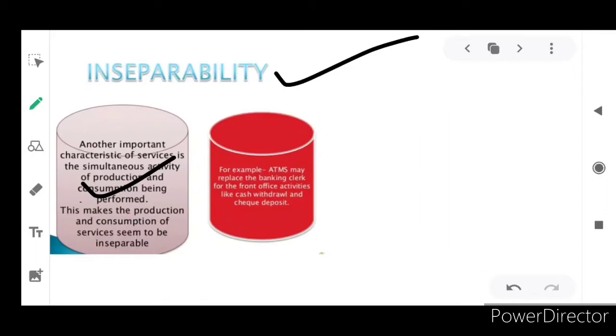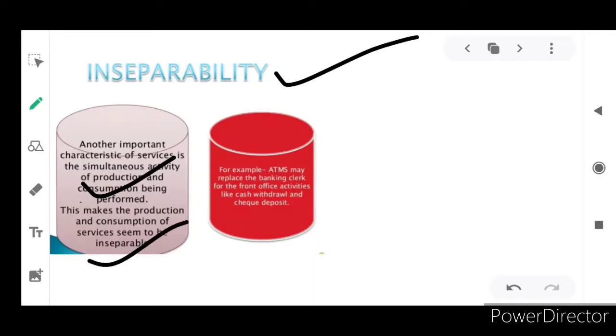So demand is more and production also. Nowadays it is increasing day by day, isn't it? With the help of HYV seeds. So the production and consumption is inseparable. This makes the production and consumption of services seem to be inseparable. So we cannot separate these both.